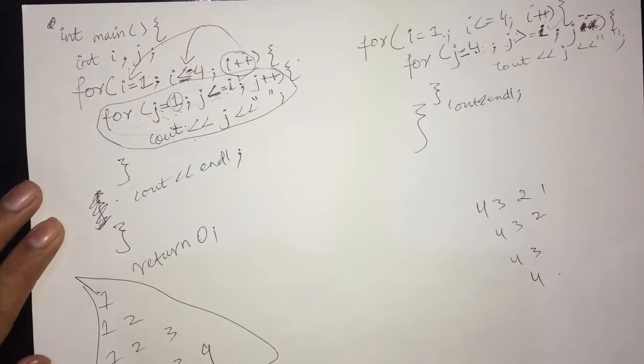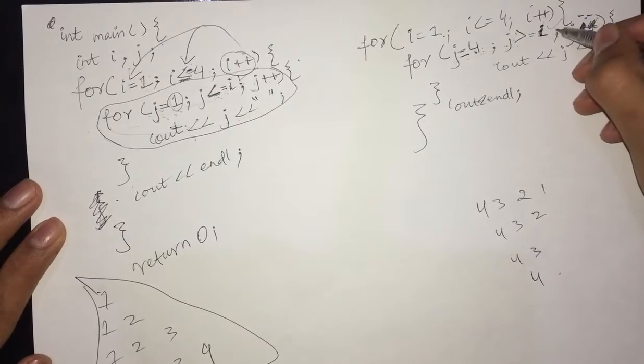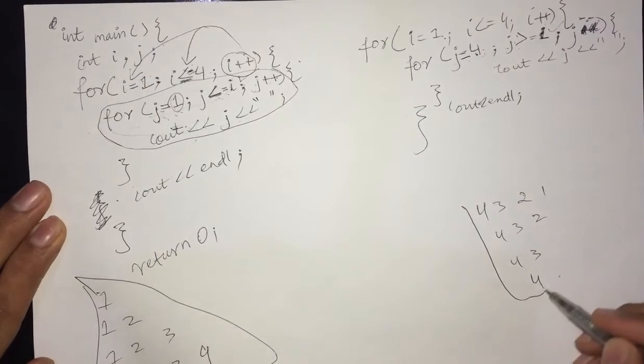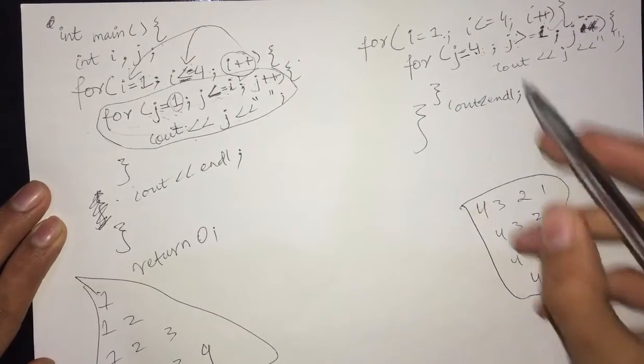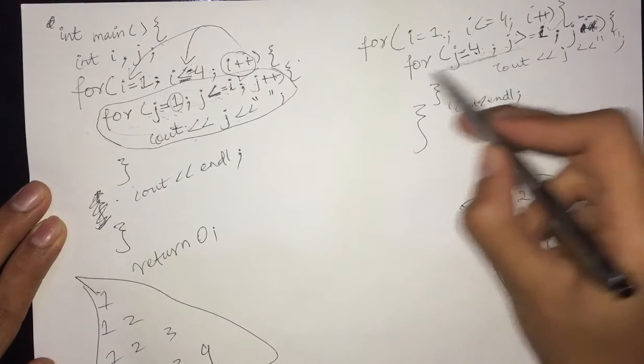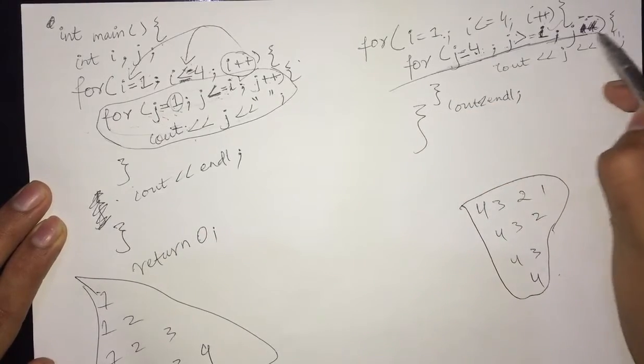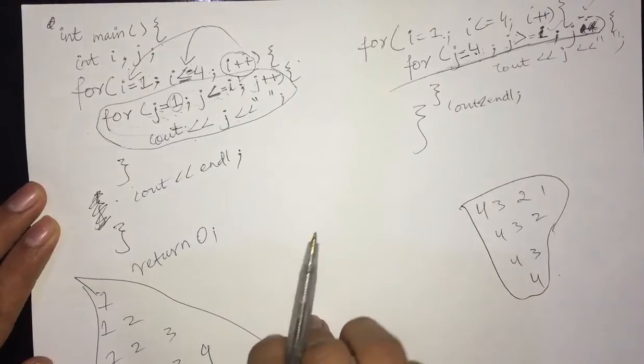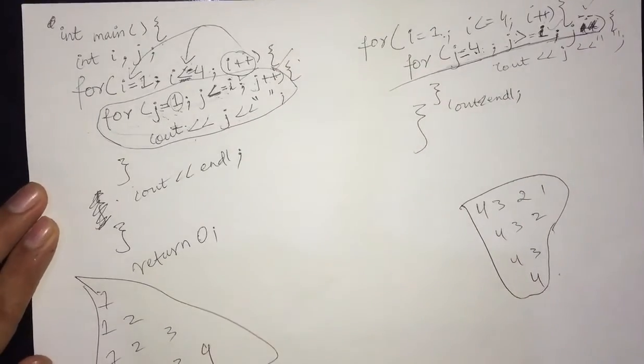Here we have greater than or equal to, yes, so this is how you do this problem. You just change the counter values for j, and you decrement it instead of incrementing it when you're doing this.